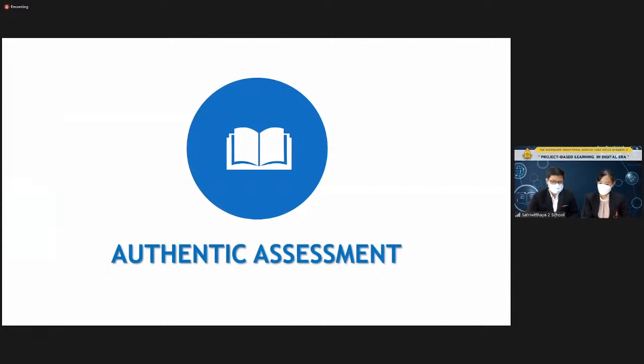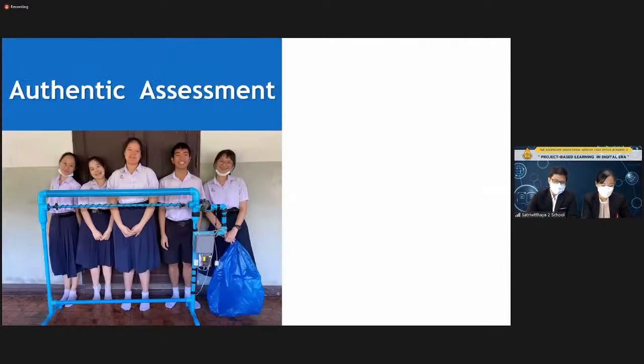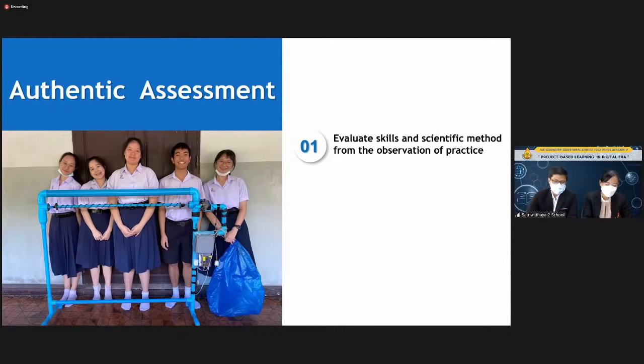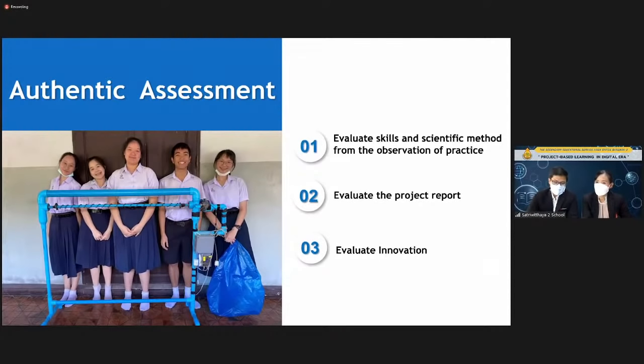Next, I will tell you about authentic assessment in our class. For the evaluation, we focus on authentic assessment based on this list. Number 1, evaluate skills and scientific methods from observation of practice. Number 2, evaluate the project report, 5 chapters. Number 3, evaluate innovation from the usefulness and practicality of the innovation. And evaluate presentations with a poster or PowerPoint.